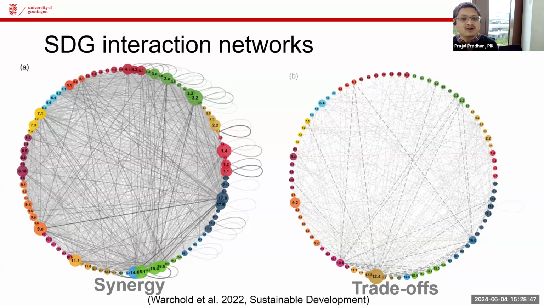So even though all the SDGs are interconnected, some SDGs are more connected in a positive sense or negative sense with others. So we have to understand these key SDGs which have positive or negative interconnections with many SDGs, because we can focus our limited resources on these SDG targets, either to leverage synergies or to tackle trade-offs.